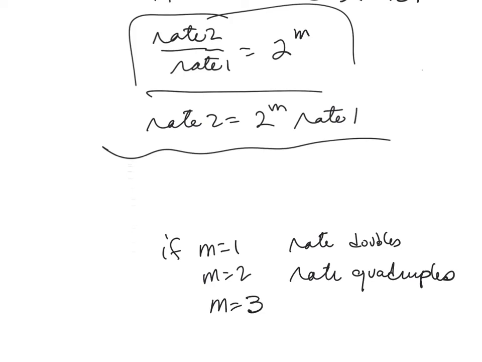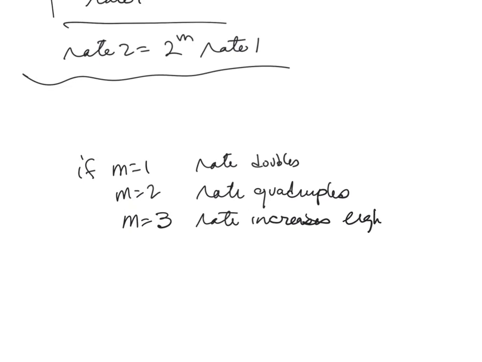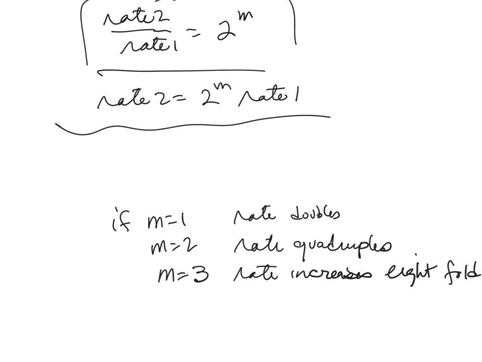If m is equal to 3, then you're going to have 2 to the power 3 is 8. So I'm really not sure if octuple is the right word there. We'll say that the rate increases 8-fold, or 8 times. But you can also go the other way and say if m equals 0, then you have 2 to the power 0 is 1, so the two rates are going to be equal to each other. So we'll say here the rate does not change.